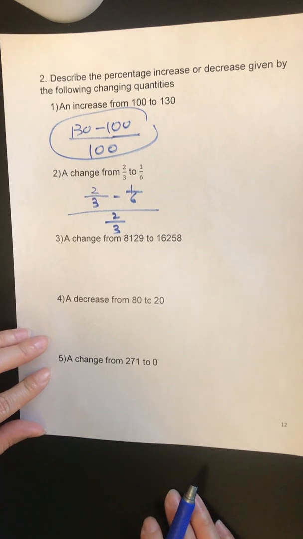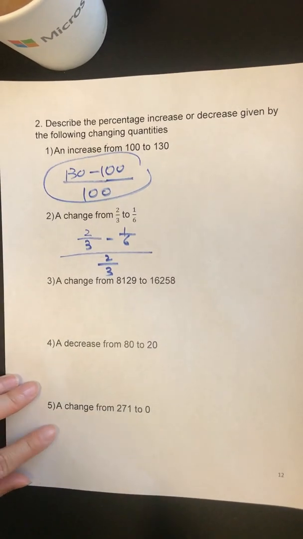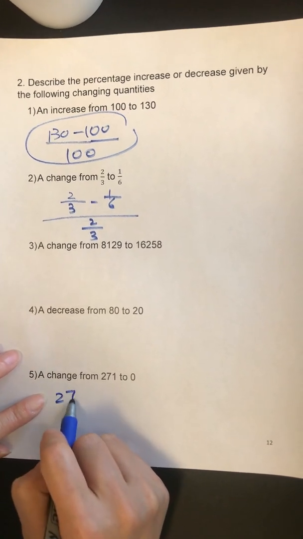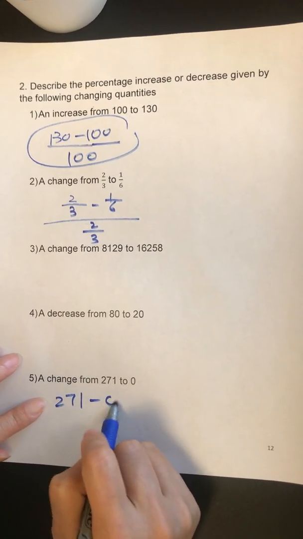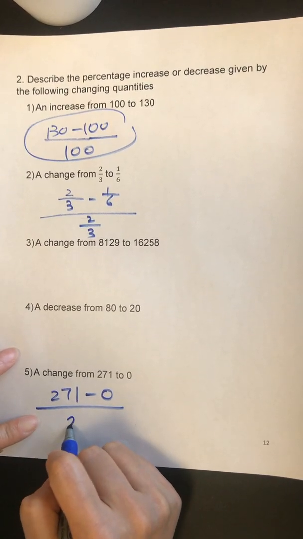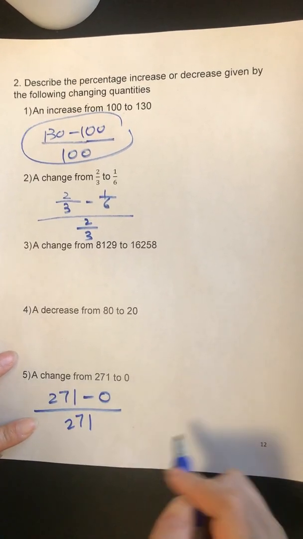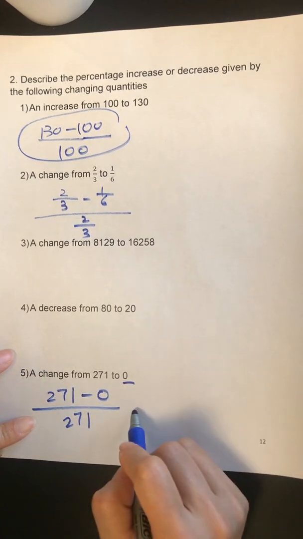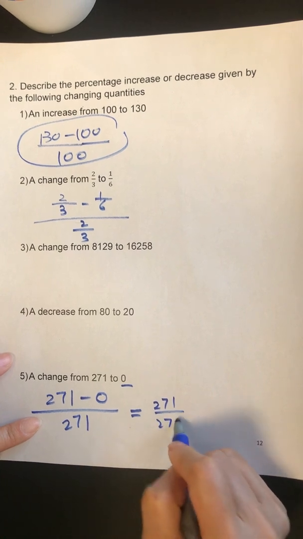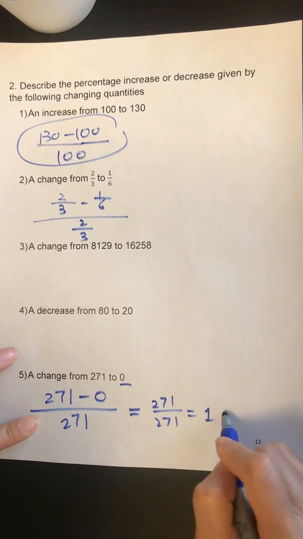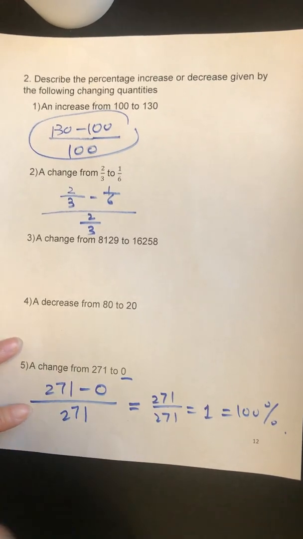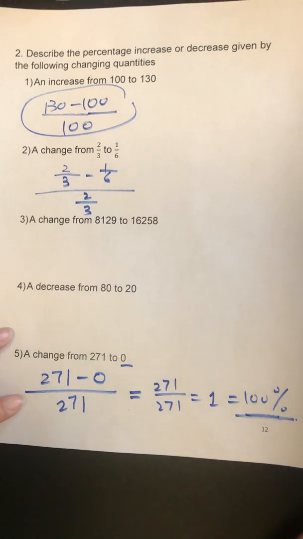A change from 271 to 0. Now this is a decrease. So 271 minus 0, that's what's being decreased, and divided by the number that you started with. You've lost everything in the end, right? Let's figure out whether this one is 100%. So 271 divided by 271, that's 1. 1 is 100%. As we said earlier, if you lost everything, that would be 100%.